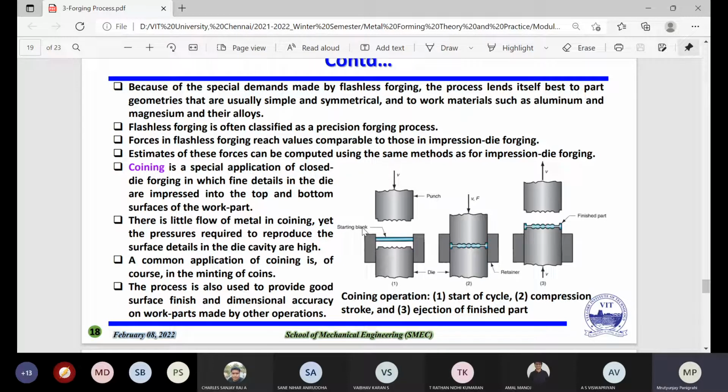Minting is different. I'm not talking about that minting, only coining. Similarly, this first step is the start of the cycle. The second one is the compression. You are compressing, both the dies are moving. So you have the compression now here. And the third one, this is removed. The moment you remove it, you will find this kind of small coins.